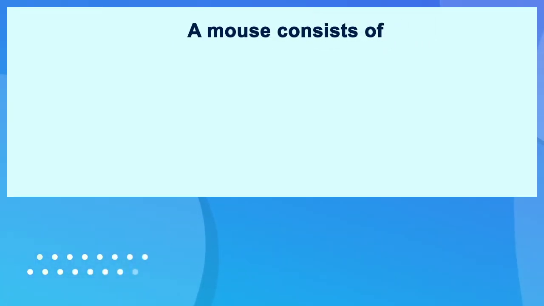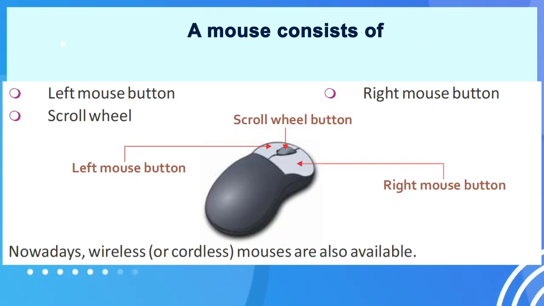A mouse consists of left mouse button, right mouse button, and scroll wheel. Nowadays, wireless or cordless mouses are also available.